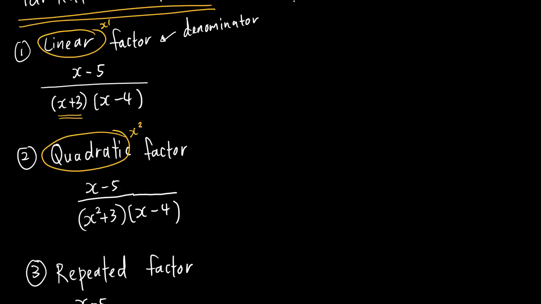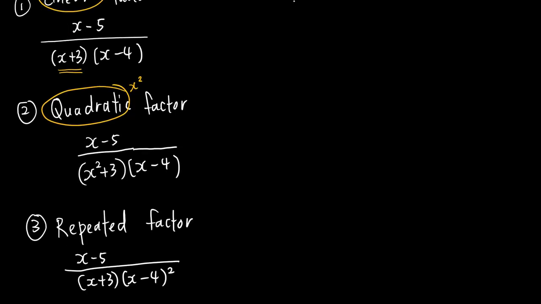The second pattern of the question is quadratic factor. For the quadratic factor, you can see it very obviously. You will see the x squared in the denominator here, for example x squared plus 3. So this is the so-called quadratic factor. That means the denominator should have the x squared, just like that.